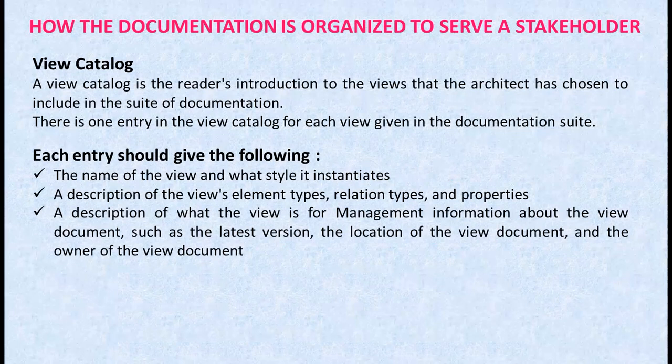There is one entry in the view catalog for each view given in the documentation suite. So here each entry should give the following: the name of the view and what style it instantiates, the description of the view's element types, relation types and properties, the description of what the view is for, and management information about the view document, such as the latest version, the location of the view document and the owner of the view document.